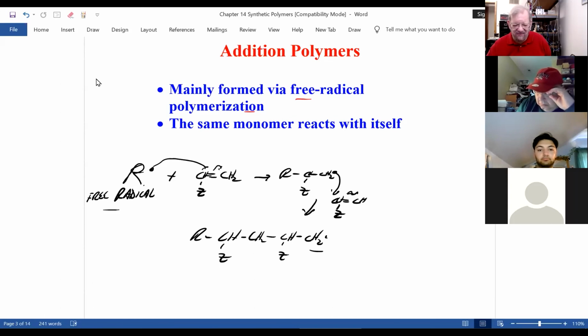And this can react with more of my monomer to keep on building the chain, where this is a repeating unit, Z on CH, CH2, where N can be 500,000 to a million. That's huge. And this is how saran wrap is made, and rubber is made the same way.